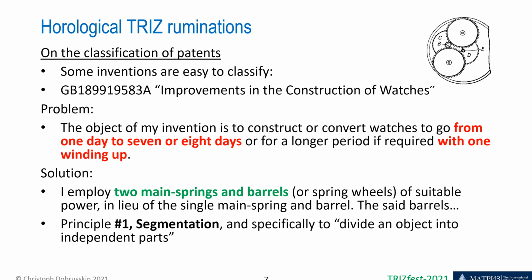And he writes, I employed 2 mainsprings and barrels, or spring wheels, of suitable power in lieu of a single mainspring and barrel. So clearly, making 2 out of 1, the principle of segmentation, divide an object into independent parts, has been used. And this is an example of a patent that is pretty straightforward to classify. Clearly it goes from problem to solution, and you can name the inventive principle. Let's move on.